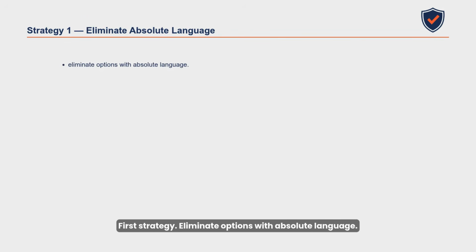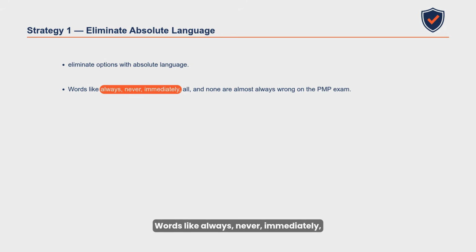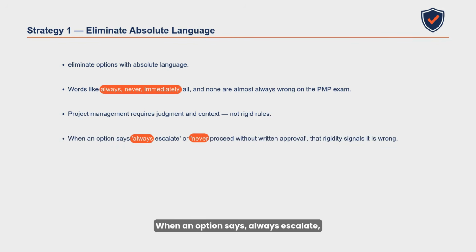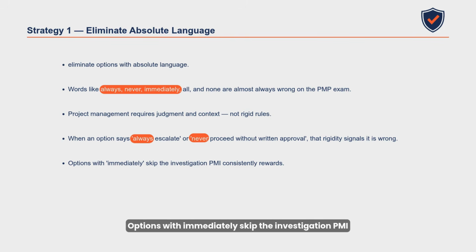First strategy: eliminate options with absolute language. Words like always, never, immediately, all, and none are almost always wrong on the PMP exam. Project management requires judgment and context, not rigid rules. When an option says always escalate or never proceed without written approval, that rigidity signals it is wrong. Options with immediately skip the investigation PMI consistently rewards. Eliminate absolute options first. They are your fastest wins on exam day.